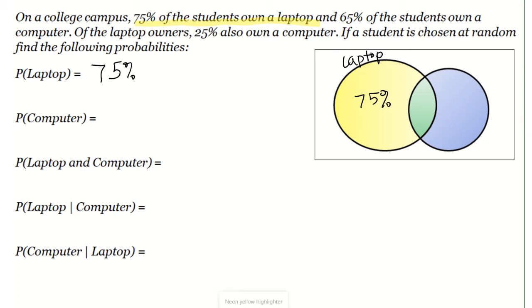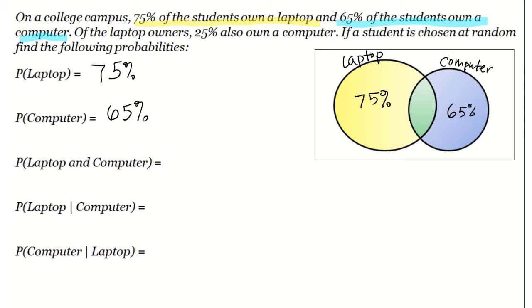Our next question is, what is the probability of owning a computer? And the problem tells us that 65% of the students own a computer. So that answers our second question: the probability of owning a computer is 65%. We're going to put our 65% in the blue circle and label the blue circle computer.